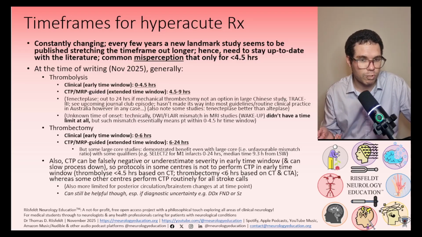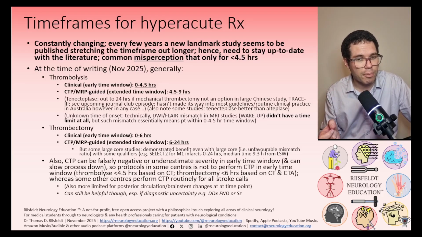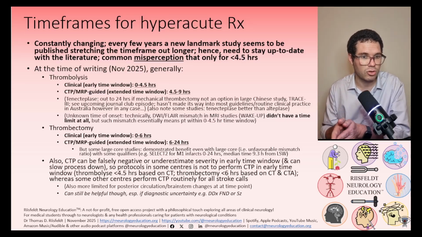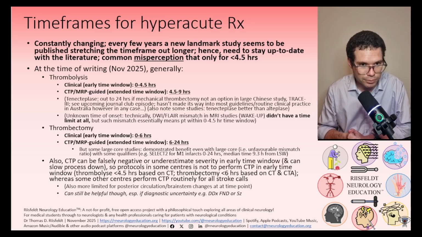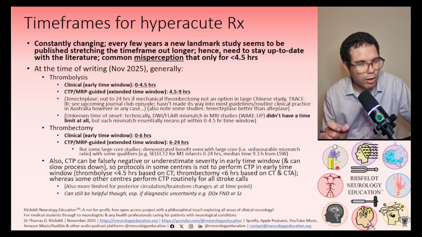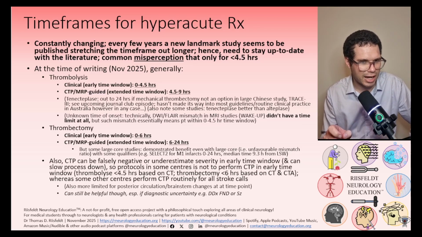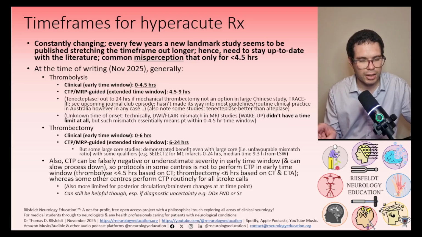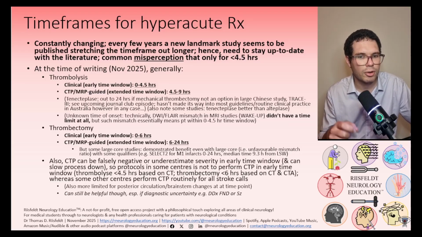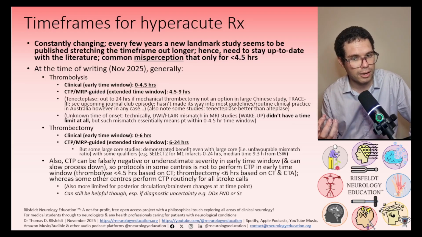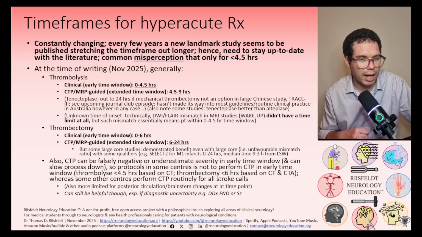So an example would be Select 2, which looked at M1 infarcts specifically between the 0 to 24-hour time window. And actually the median time frame in that study was 9.3 hours from last seen well. So that's actually well into the extended time window. There are some qualifiers here, though, in terms of the technicalities in regards to just how large counts as large, in regards to the core size, how unfavorable really counts as unfavorable in terms of the mismatch ratio, etc. And we don't have time to go into that detail today, but perhaps that could be an episode in the future.